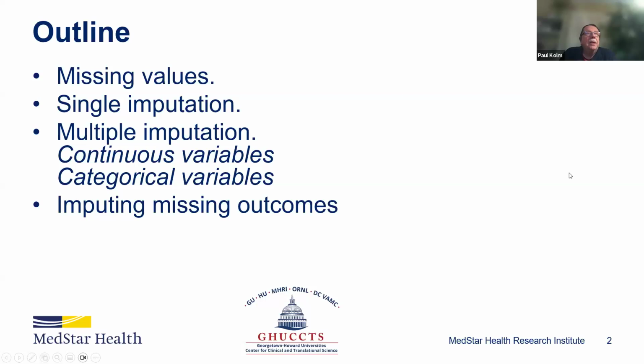Okay, so I'm going to talk first about just the missing value issues, and then we're going to talk about how you might be able to impute missing data. We'll look at what's known as single imputation, and then most of the time spent on multiple imputation for both continuous and categorical variables. And then we'll also talk about imputing missing outcome data rather than just covariate data.